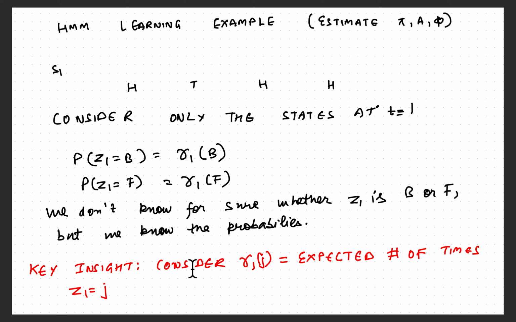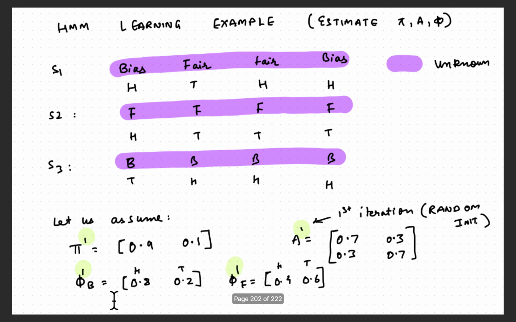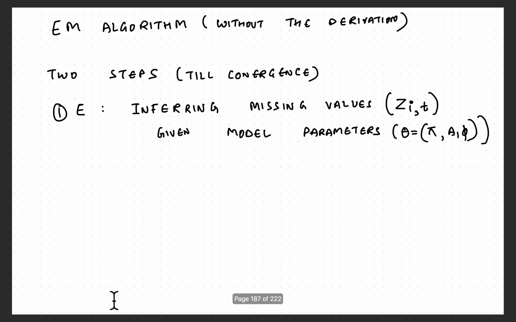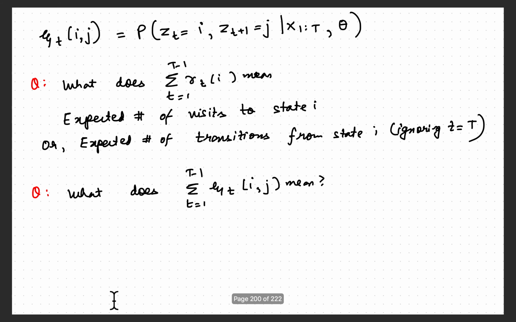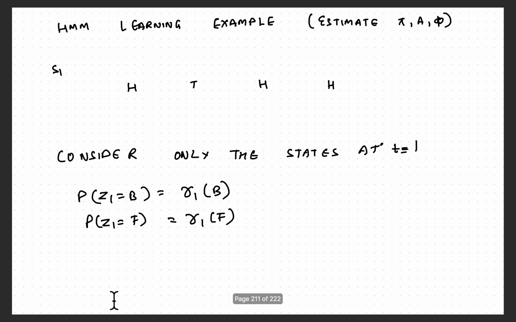So the key insight here is that we'll be considering gamma 1j as the expected number of times that z1 equal to j. So this is coming back to the main concept. Let me take you back a few slides. The goal of the E step was to infer the missing values, or infer the expectation over the missing values. So that's exactly what we have done thus far. We have now computed expectations. In terms of expectation, what is the expectation of starting in state 1 as a bias state versus the fair state? So you could do this for sequence 1, sequence 2, and sequence 3.